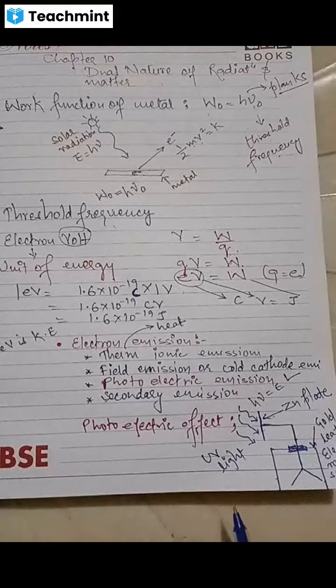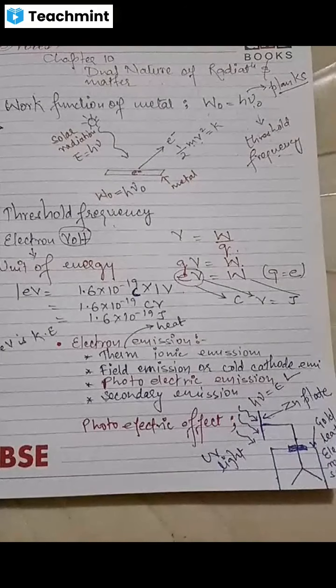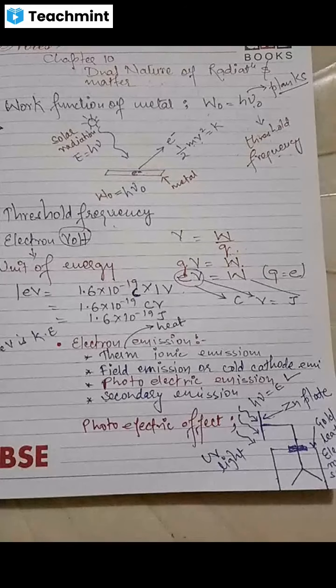So dear students, this is what usually happens in the photoelectric effect. Photoelectric effect is an effect in which electrons get ejected, emitted out from the surface of a metal when light of suitable frequency strikes on the metal surface.